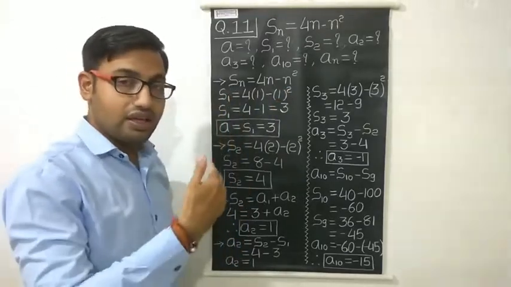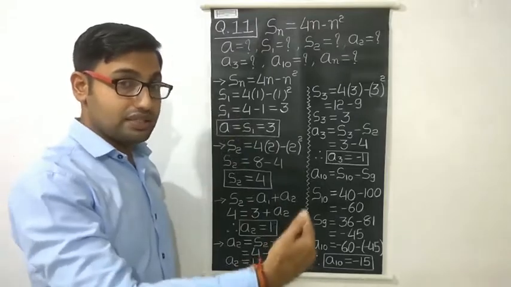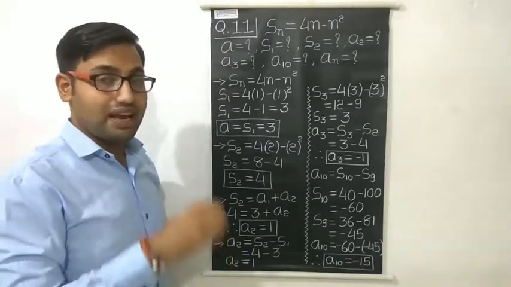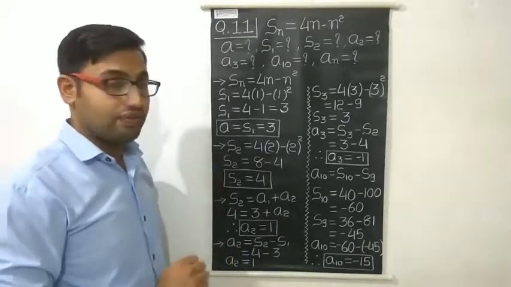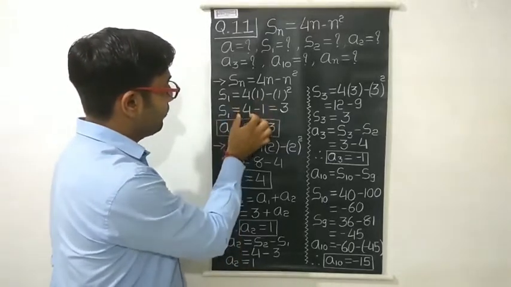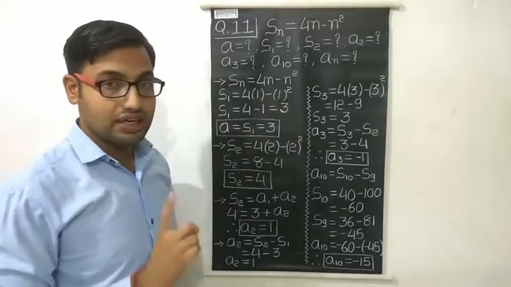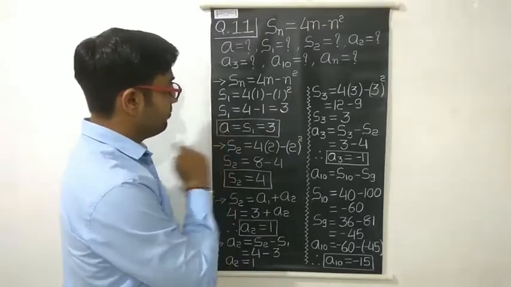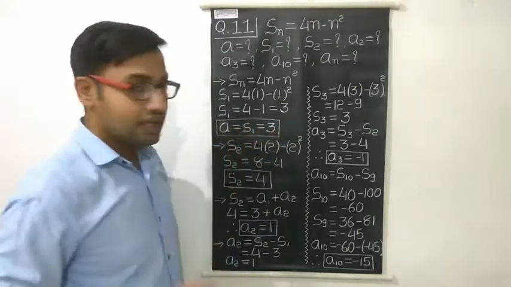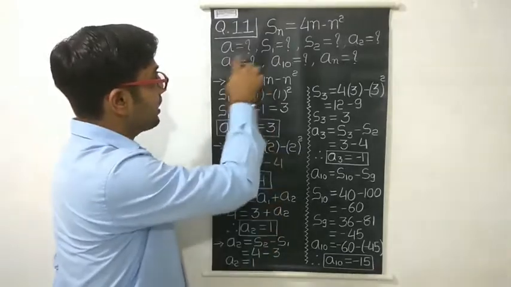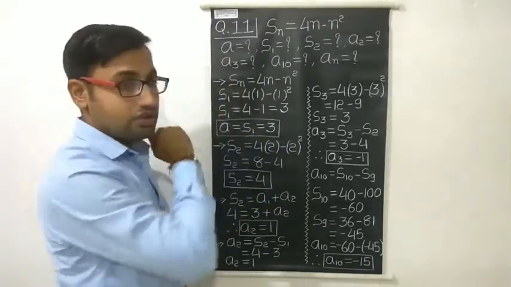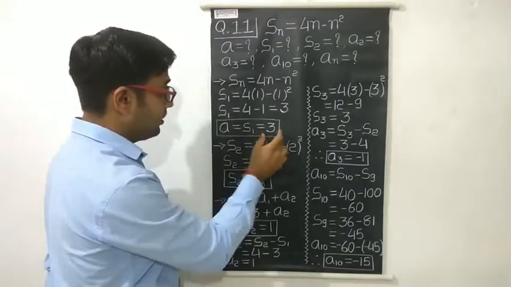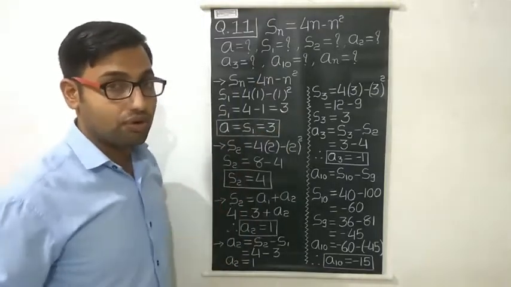What is S1? S2 means the sum of the first two terms. S3 means the sum of the first three terms. What is S1? S1 means the sum of the first term, that means the first term itself. So S1 is equal to what do we get? 4 ones are 4, minus 1, that is equal to 3. And that will become the first term of the AP. So the value of the first term and S1 are both equal, and that is equal to 3. That is what is asked in the question, that the first term is equal to S1. Yes, the first term and S1 are equal for any arithmetic progression.